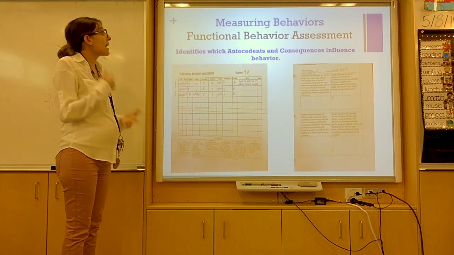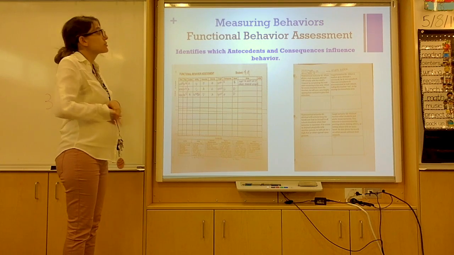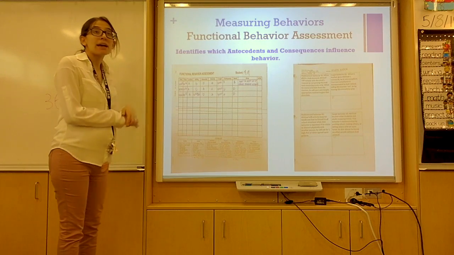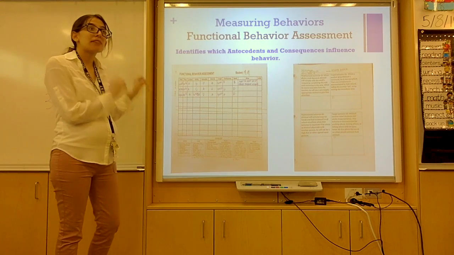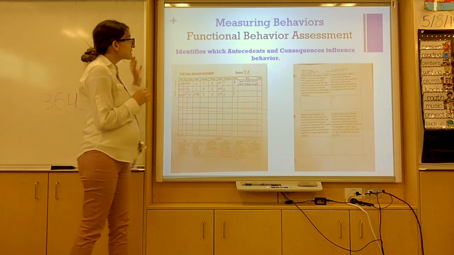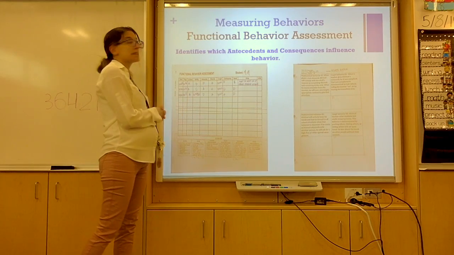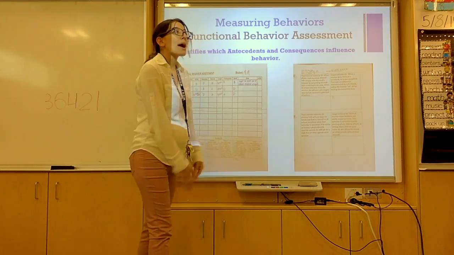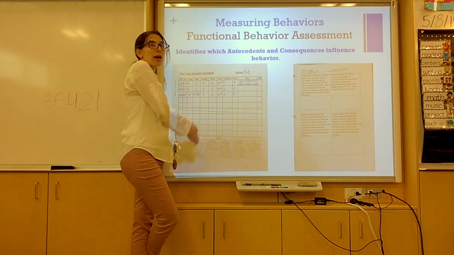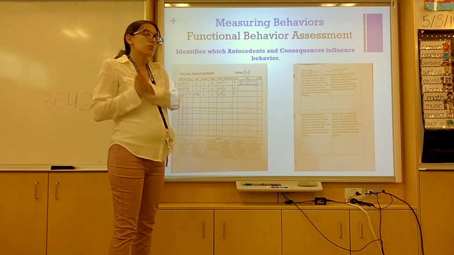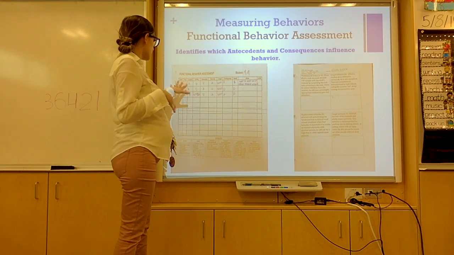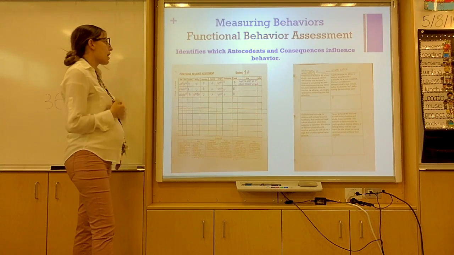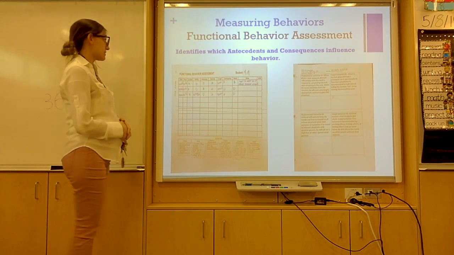So another way that I have measured their behavior is through functional behavior assessment. Now, as I already did my ABC data, this is the next step. This identifies which of the antecedents and the consequences influence their behavior. So what happens before and what happens after is what happens for the behavior. Here are some examples that I have used with my student for a functional behavior assessment.